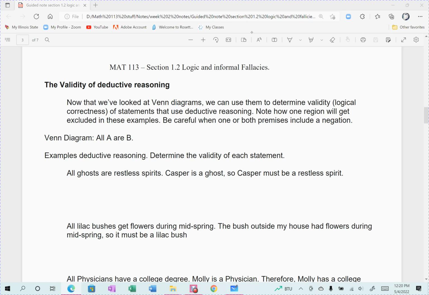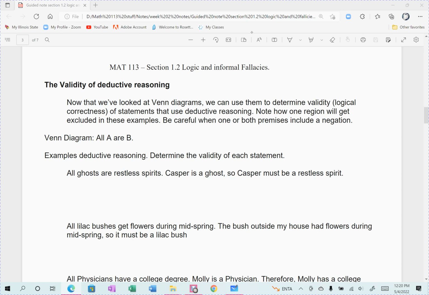Deductive reasoning is an argument with a premise and a conclusion, and there's some type of proof in there that makes it true or not true. We're going to look at the cases where we have valid or invalid arguments. And again, we talked about Venn diagrams. Venn diagrams are a good way to determine if an argument is valid, logical, or invalid using deductive reasoning.